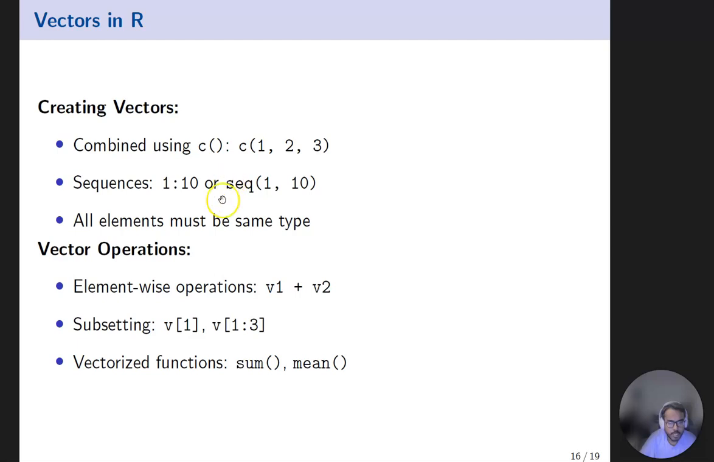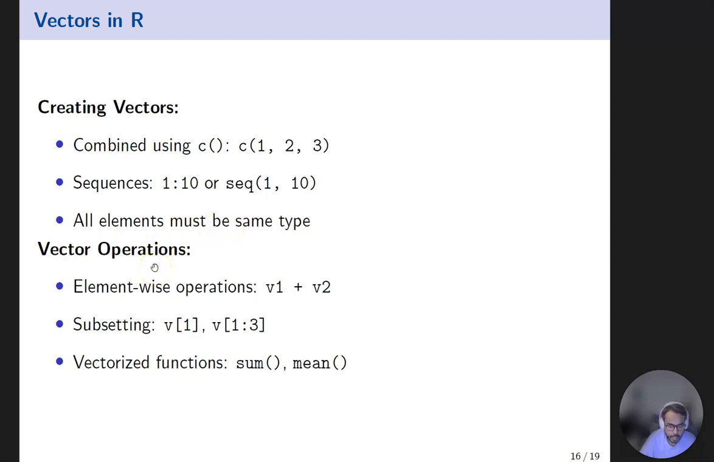To my knowledge, vectors can have more than one type of data, like numeric and non-numeric, but it's usually a very, very bad practice to have numeric and non-numeric data in one vector. You should always keep them apart.